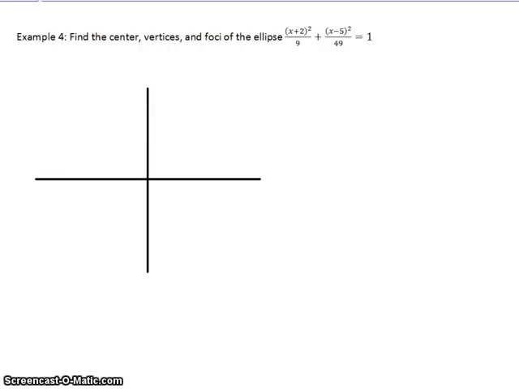We want to find the center, vertices, and the foci of the ellipse. The center, that's easy, right? We can find the center simply by taking the opposites next to the x and the y values. So that means that we have a center at -2, +5. That's our center.